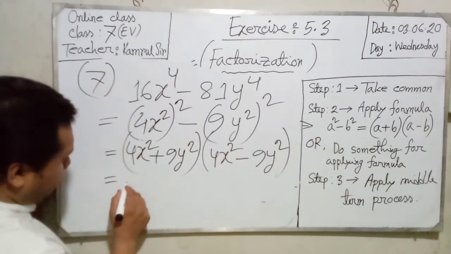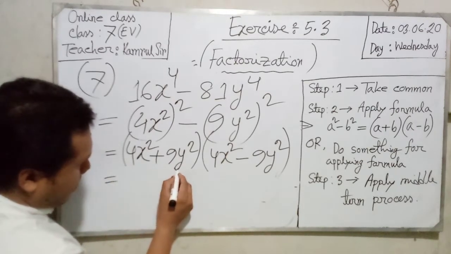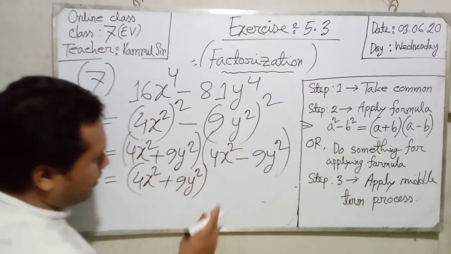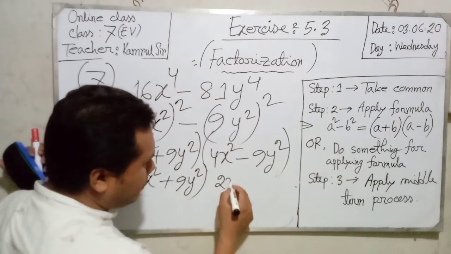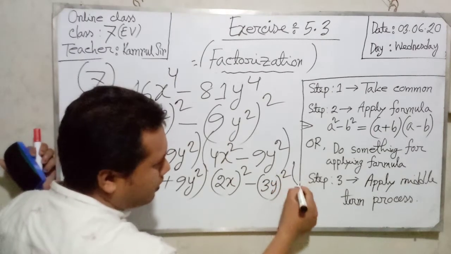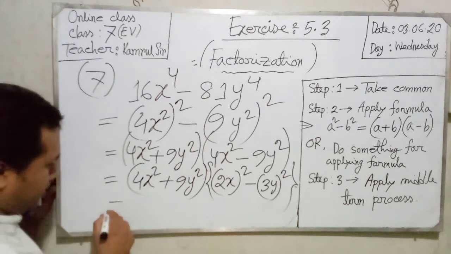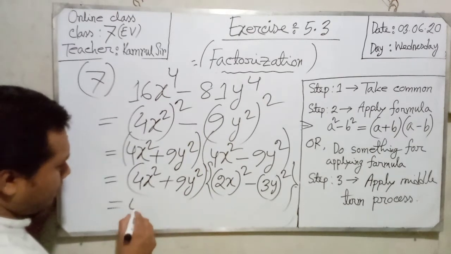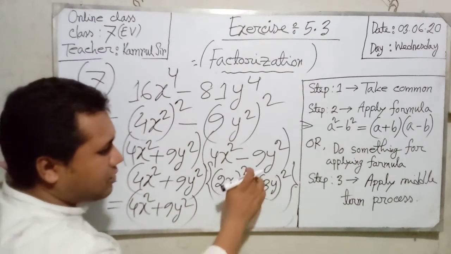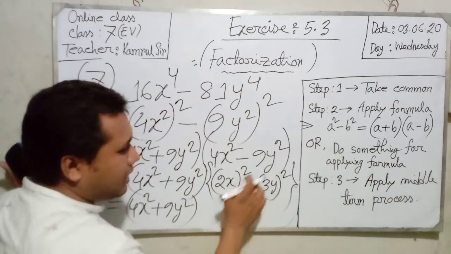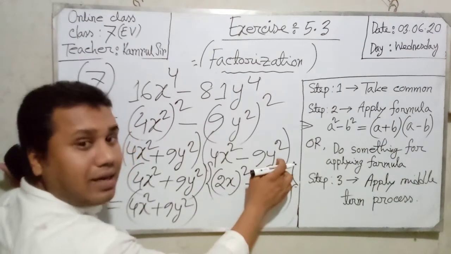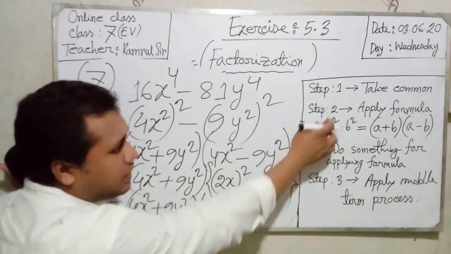How? Now I am writing (9y square). Look, I am writing 4x square, that means (2x) whole square. 9y square means (3y) whole square. Giving the second bracket. Now 4x square plus 9y square, and look, this is a square minus b square. Step 2, a square minus b square. Now (2x) whole square means 4x square, (3y) whole square means 9y square. Clear? Now here we can apply step 2.